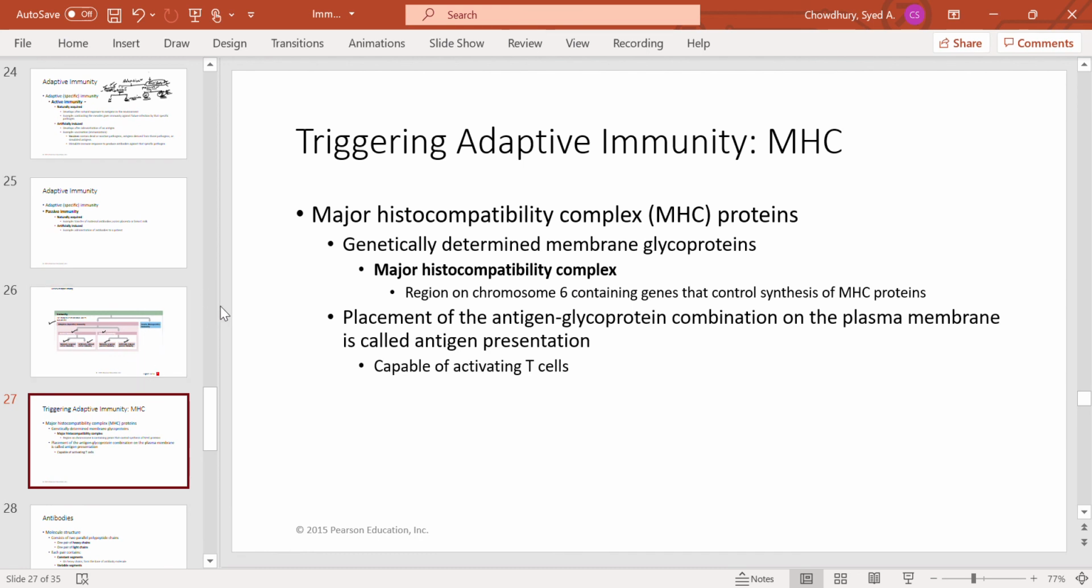Major histocompatibility complex, or MHC, are proteins that help to activate the helper T cells. You remember the antigen presenting cells. The antigen presenting cells have the proteins called the major histocompatibility complex, and that helps to activate the T cells. Okay.